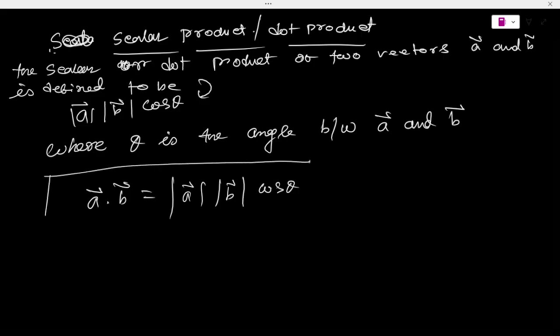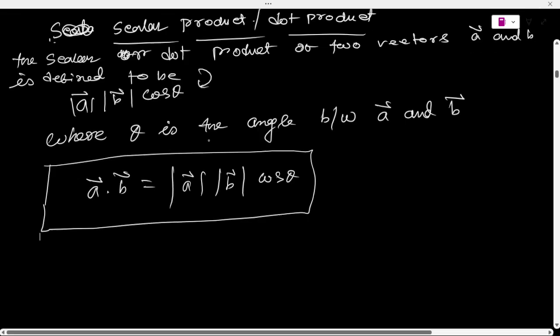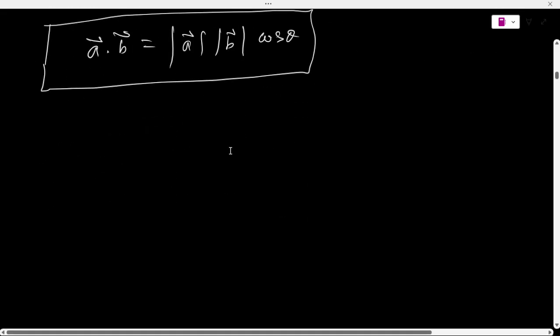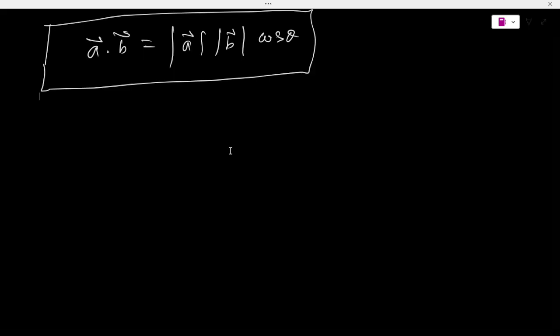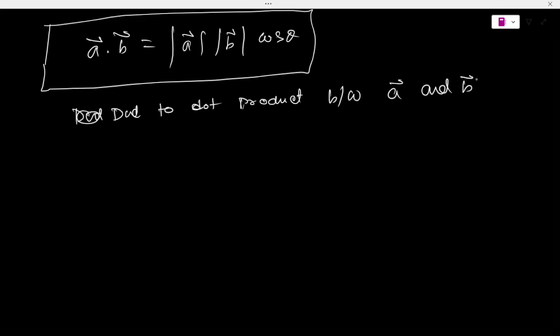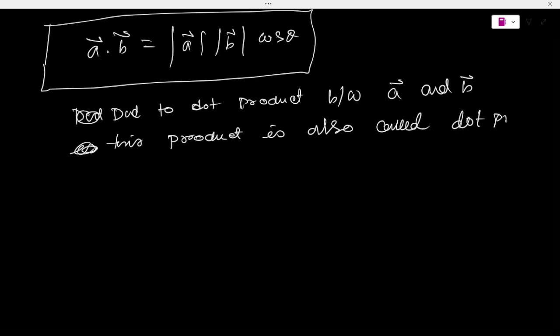So this is a dot product. Due to the dot between A vector and B vector, this product is also called the dot product. Clear?